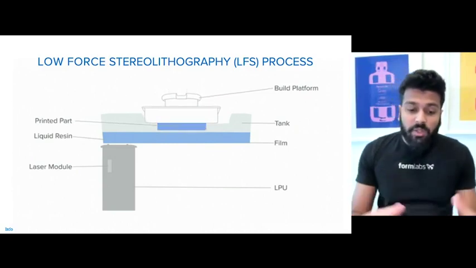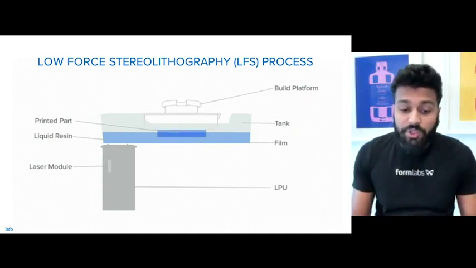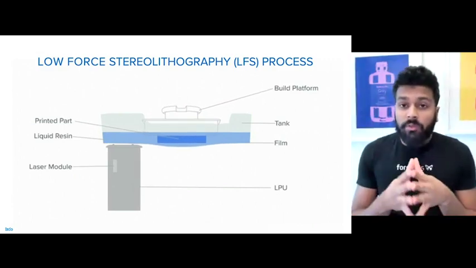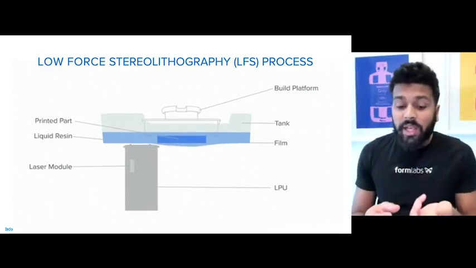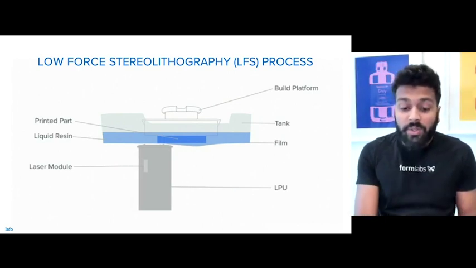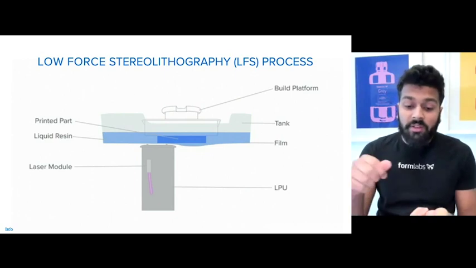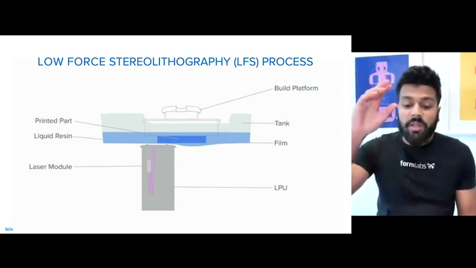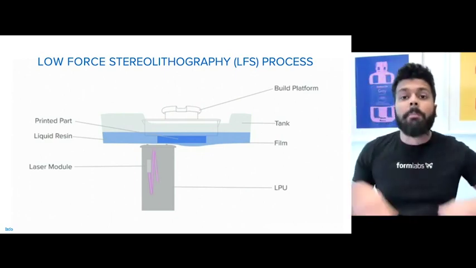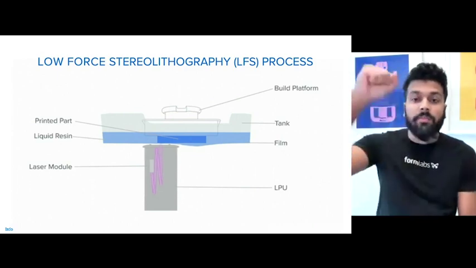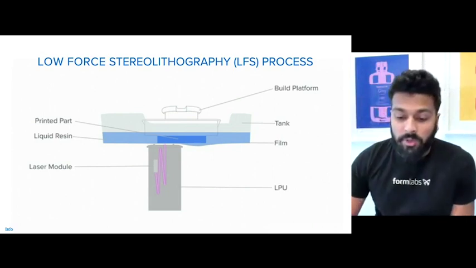And so last year, there's this new technology that came out called low-force stereolithography, where the bottom of the tank is a flexible film. And as you can see here, as a layer is being lased, the film naturally deflects off and upwards, and it creates a much lower force, meaning that there won't be a lot of stress and strain on the part as it's being printed and pulled up over and over again.